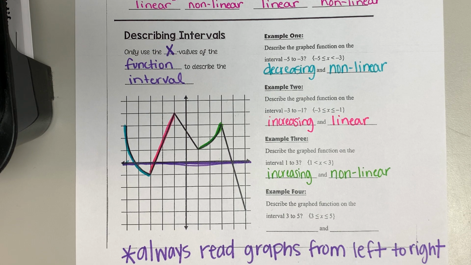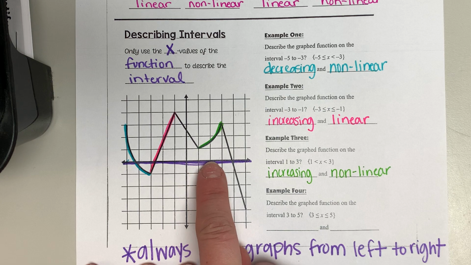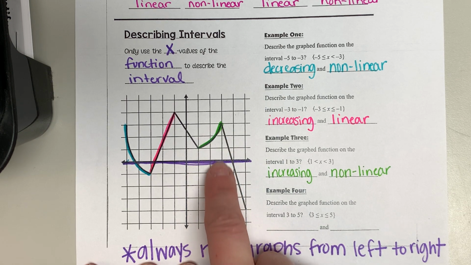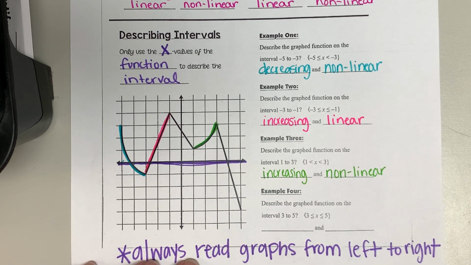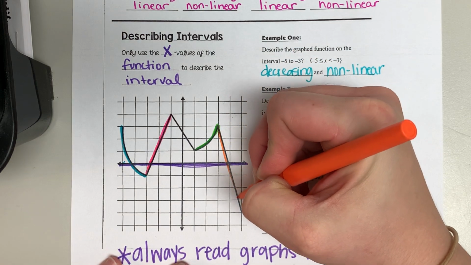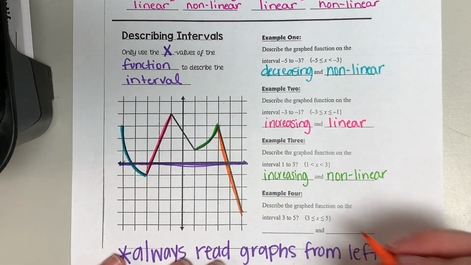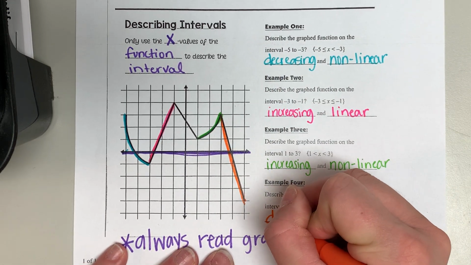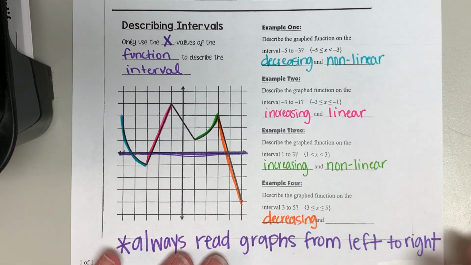Okay, and let's look at the last example for this particular graph. It is asking to describe the graph function on the interval 3 to 5. So on the positive x-axis, 1, 2, 3. So that's where I'll start right there. 4 and 5. So that's where I'll end down here. So we're going to go from left to right, 3 down to 5. What is happening? It is decreasing. Is it linear or non-linear?